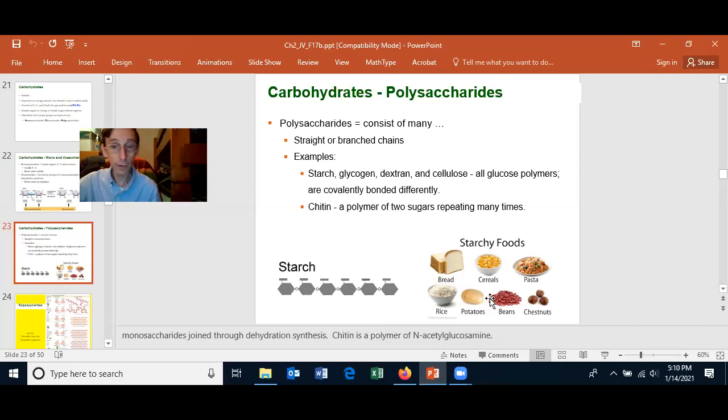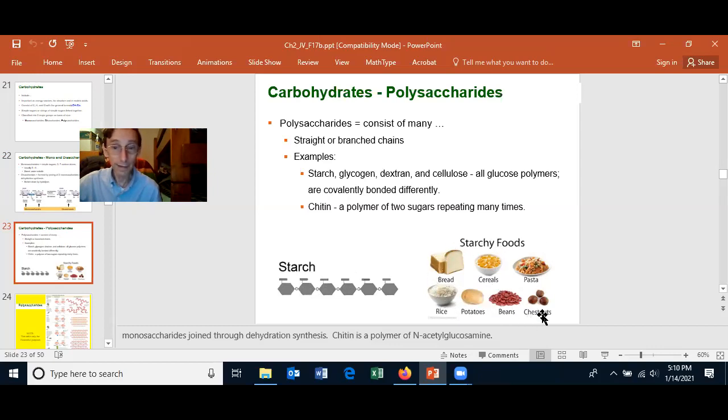And then here we're showing the starchy foods. I'm sure you're all aware: bread, cereals, pasta, rice, and potatoes. Essentially all they are is starch. I mean, they do have a little bit of other things, but the vast majority of these foods are starch.